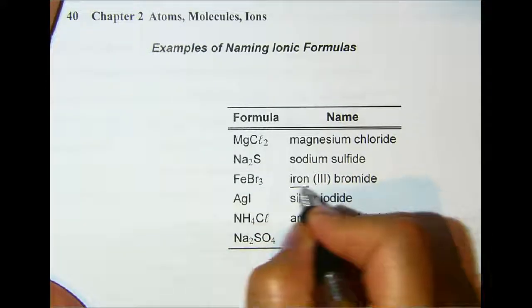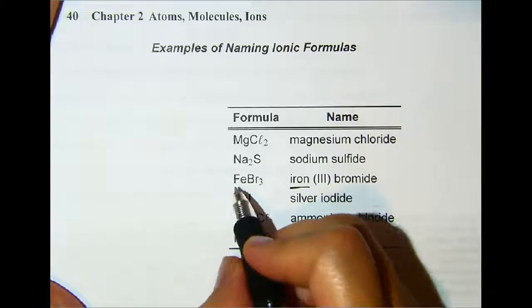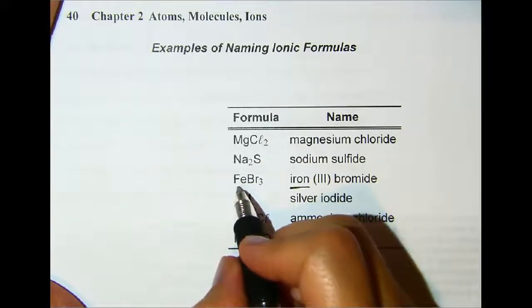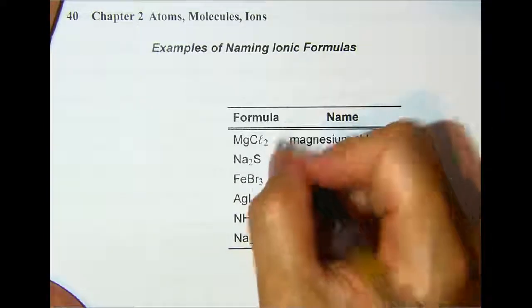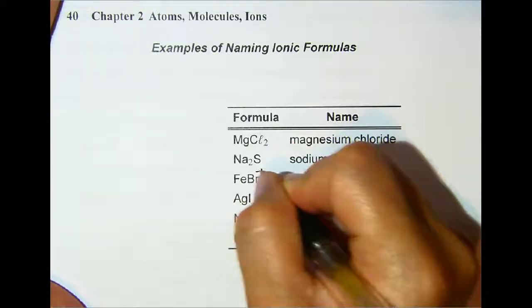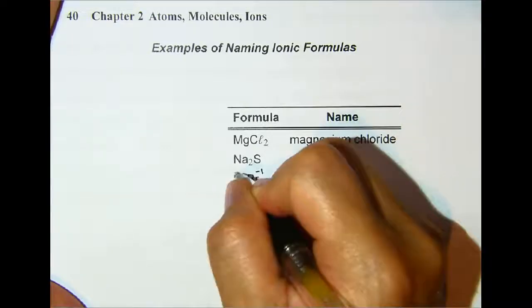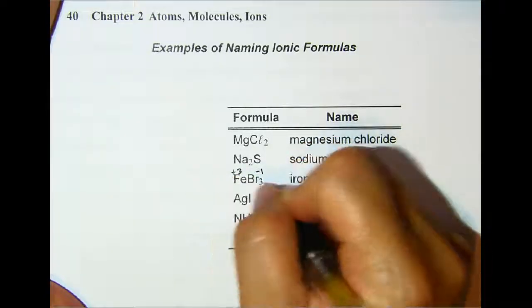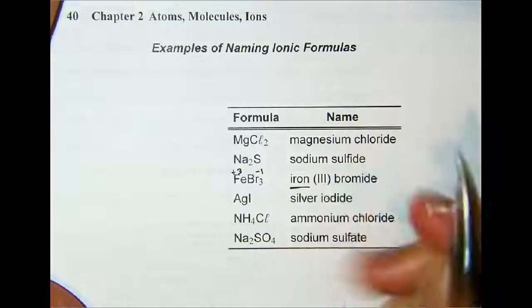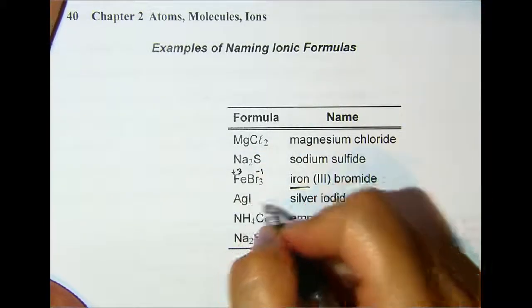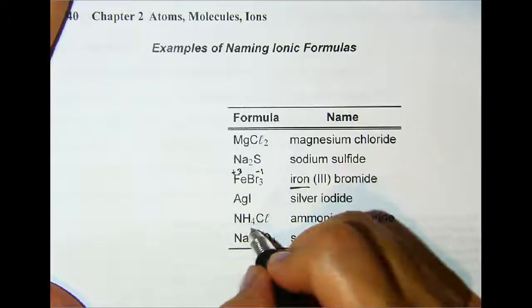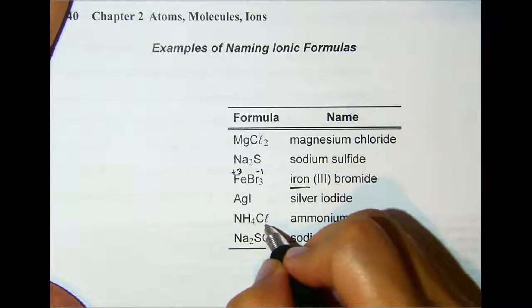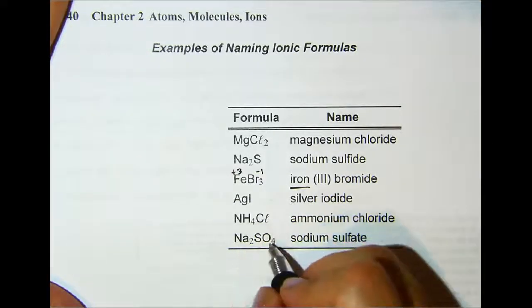This one, we have to be careful because iron is a transition metal that is not silver, zinc, or nickel. So I'm going to have to actually include what is the charge on this ion. So if there is 1 iron to 3 bromides, and bromide on the periodic table has a -1 charge, then 3 of these means I must have an overall +3 to balance it. Therefore, it's iron 3 bromide. Here is silver iodide. Notice I do not need a Roman numeral because silver only has a charge of +1. We have a polyatomic here, ammonium chloride, and then here we have sodium sulfate.